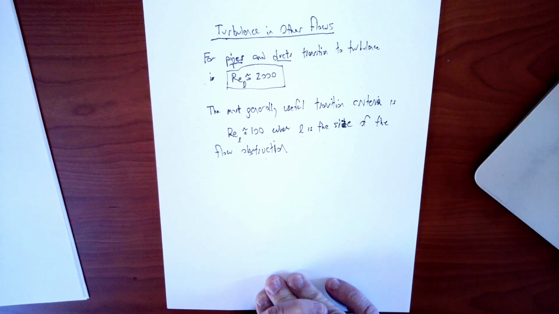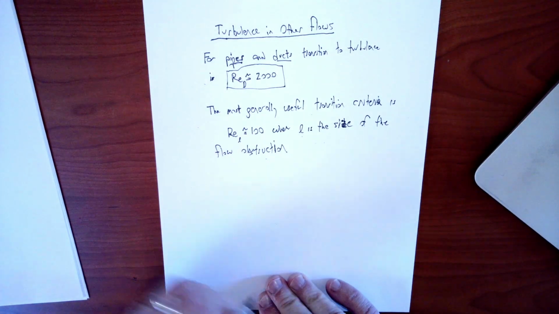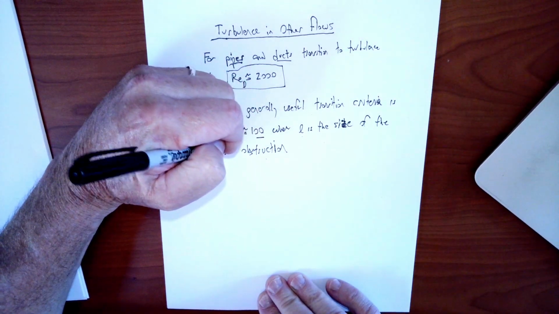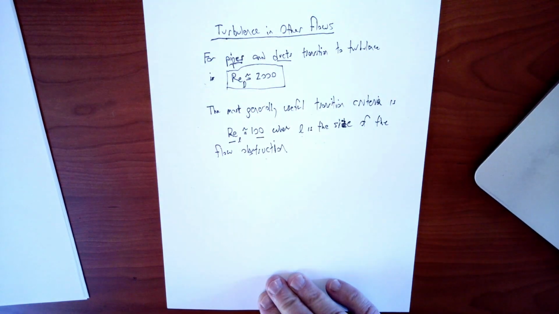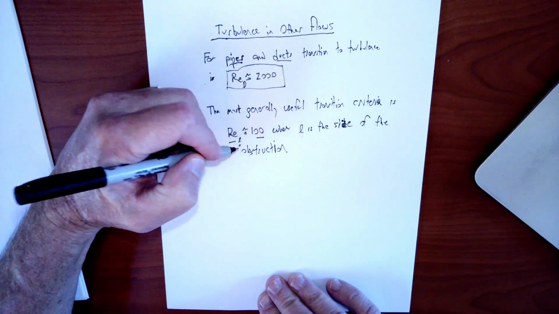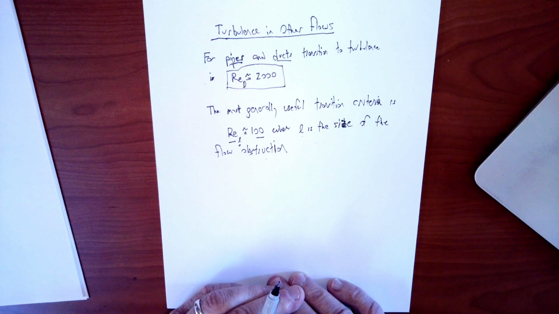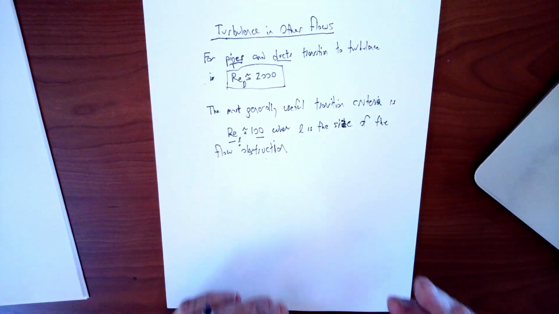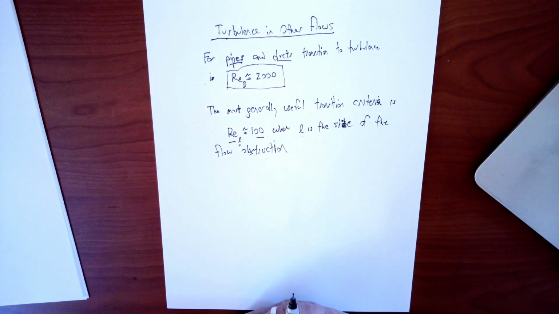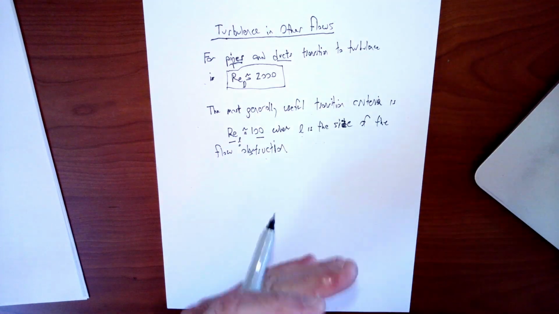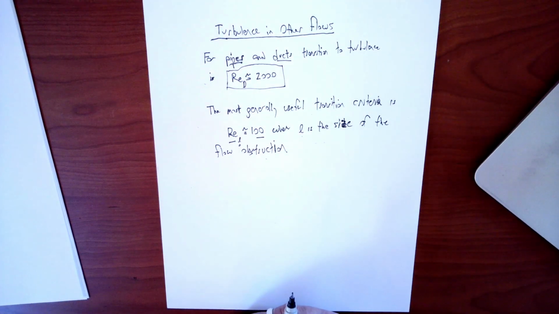If you're not sure whether it's going to be turbulent or not, or whether it might be turbulent, a good transition guess is that the Reynolds number will be 100 when it transitions to turbulence, based on L, this little L here, not the length of a pipe, not the length of a plate. This is the size of the obstruction. So what L is depends on what the flow is that we're talking about. We'll give some examples in a minute.